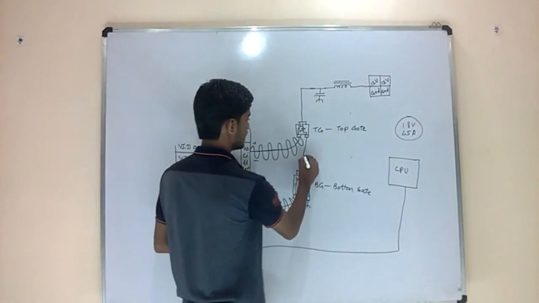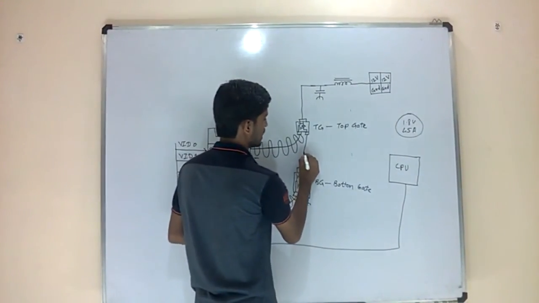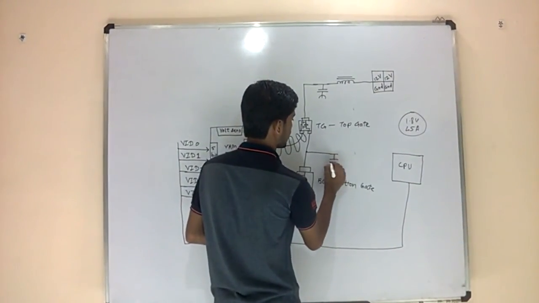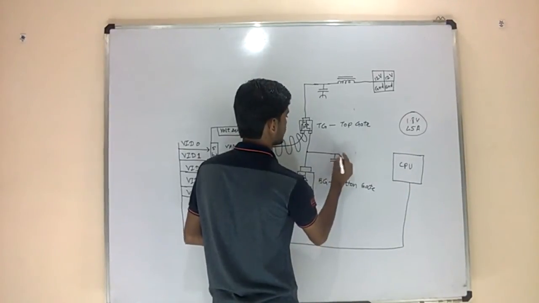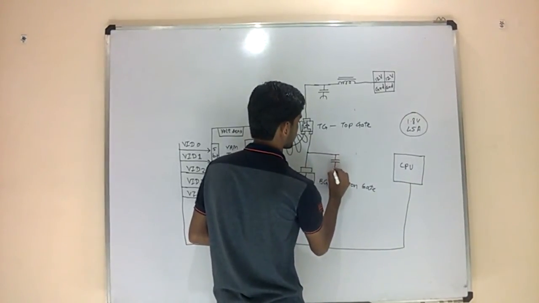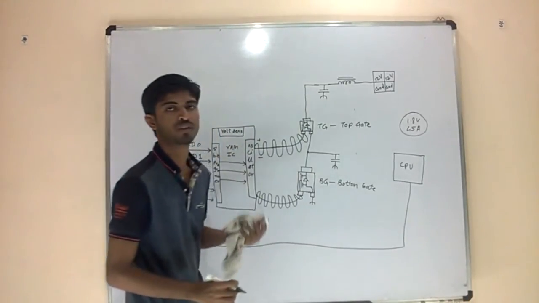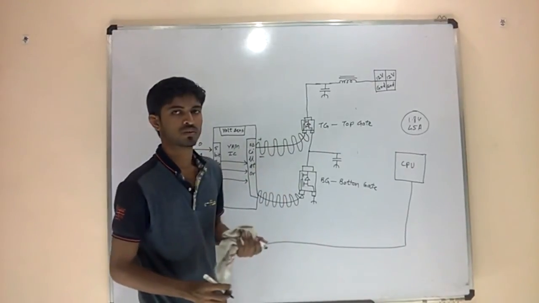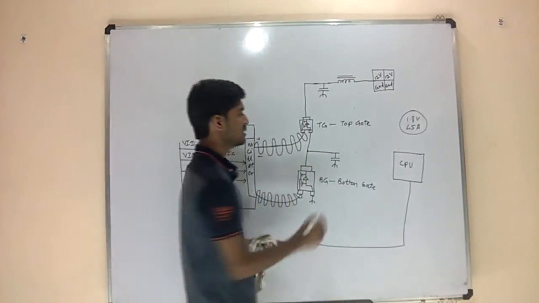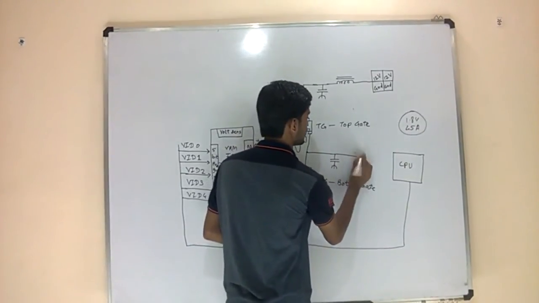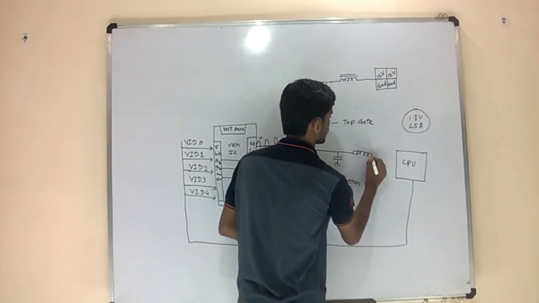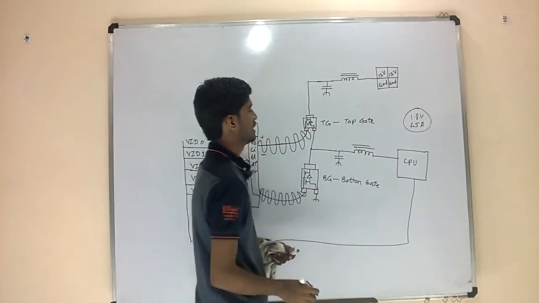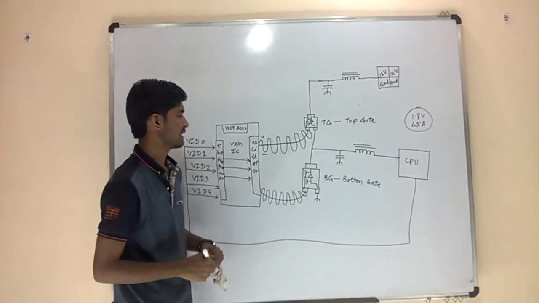From here is the output. There is a capacitor in this part for filtering. If there is any fluctuation or unwanted frequency in the output voltage, that will be filtered through the capacitor and coil and passed to the CPU. And that is our VRM circuit.